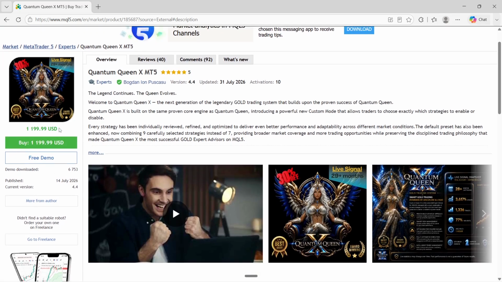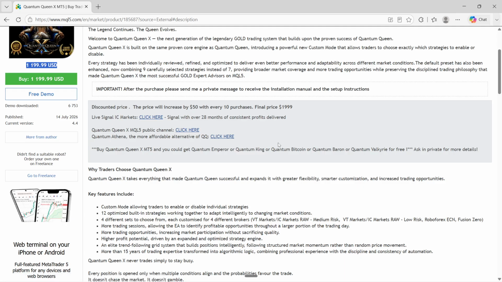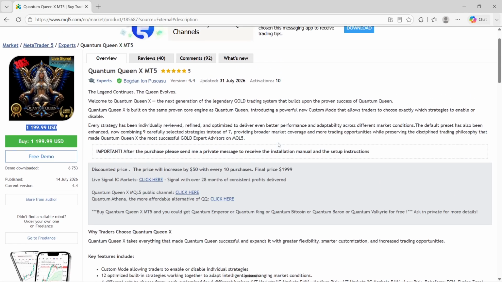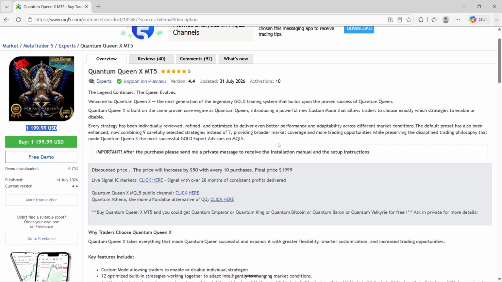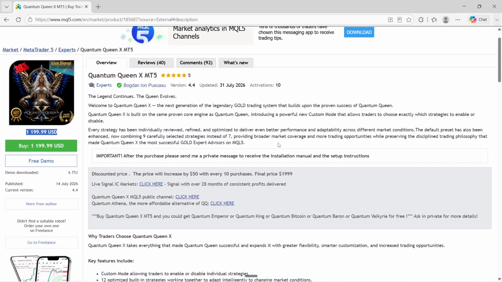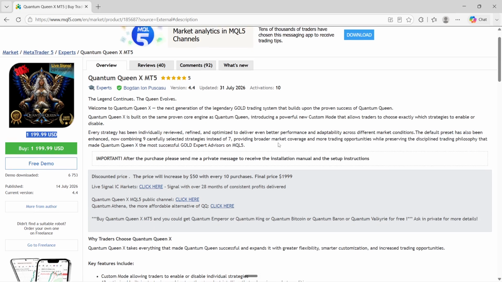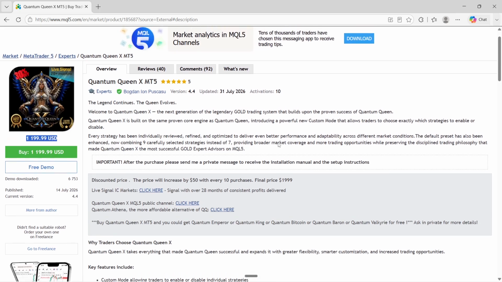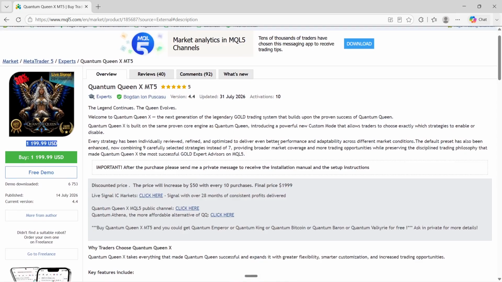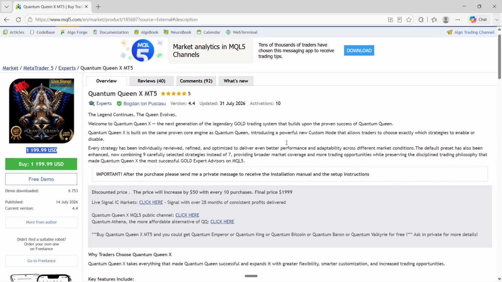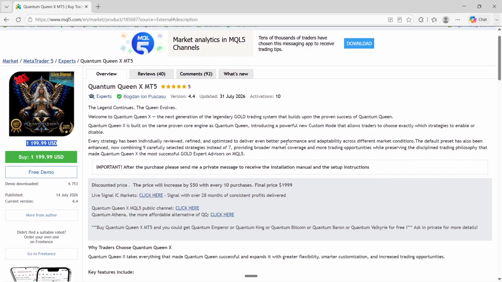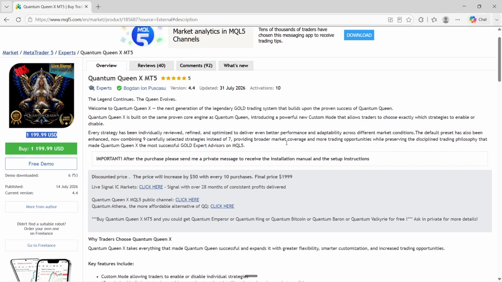Right, so as you can see, the EA goes for 1,199.99 USD. And expanding this, you can see on the MQL5 page that the Quantum Queen X builds on the original Quantum Queen core engine and introduces a custom mode that lets traders enable or disable individual strategies. The default preset now combines 9 carefully selected strategies instead of the previous 7, aiming for broader market coverage while keeping the disciplined approach of the original.